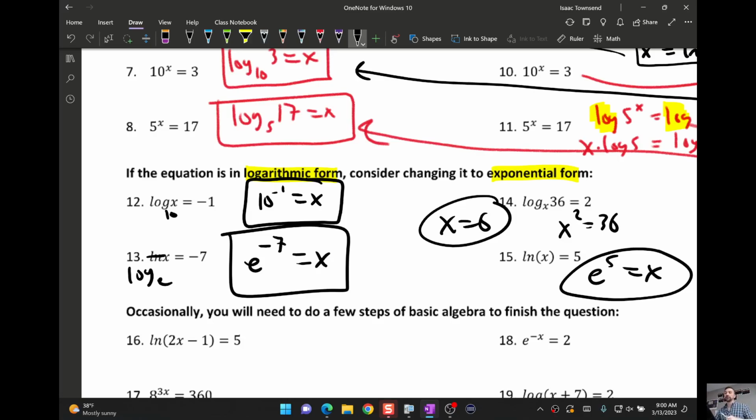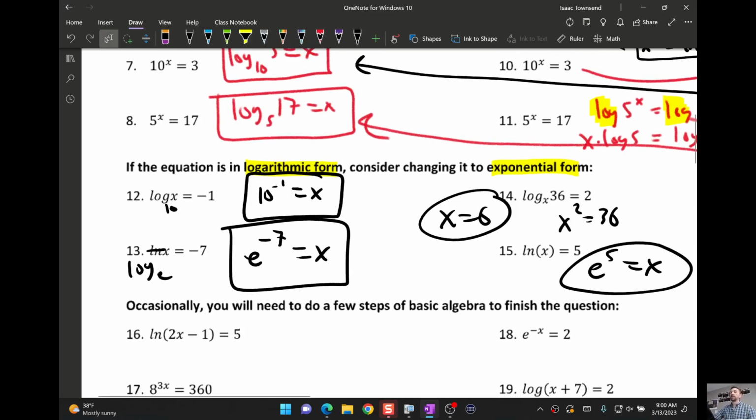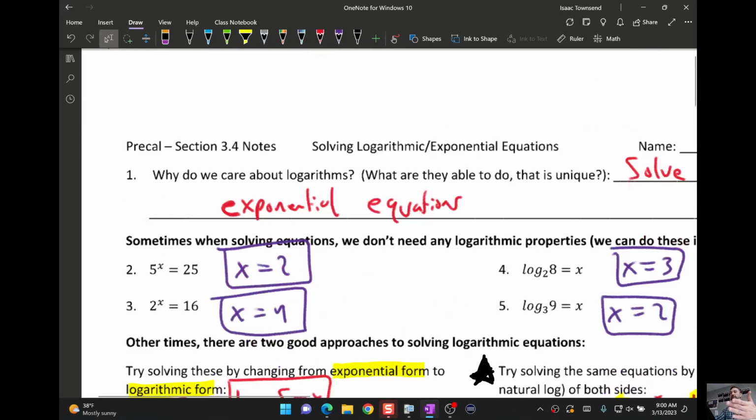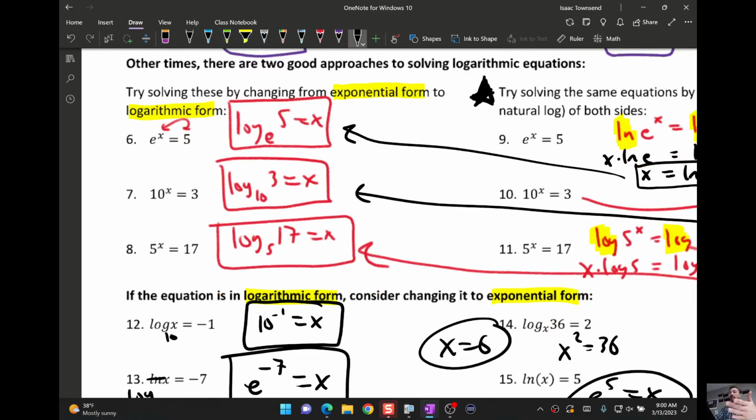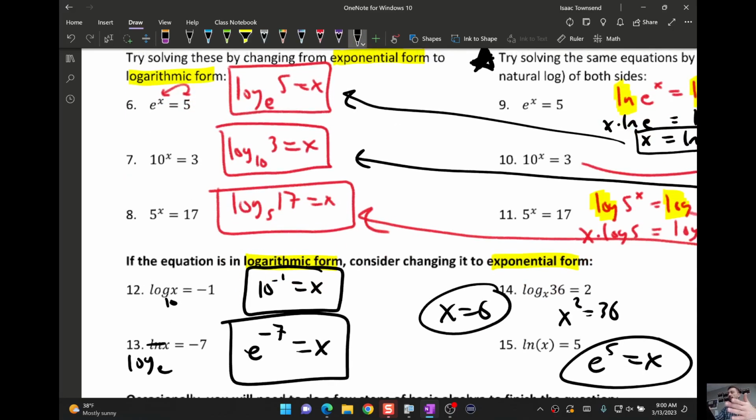Okay, are you guys okay with those four? You know where this e is coming from? Okay. Alright, so let's keep a running tally of the things we've talked about. Sometimes they're easy enough to do in our head, so that's the quickest and easiest. Of course, that's not going to come up that often. If it's in exponential form, switch it to logarithmic form. If it's logarithmic form, switch it to exponential form. And then if nothing else works, maybe take the log of both sides.